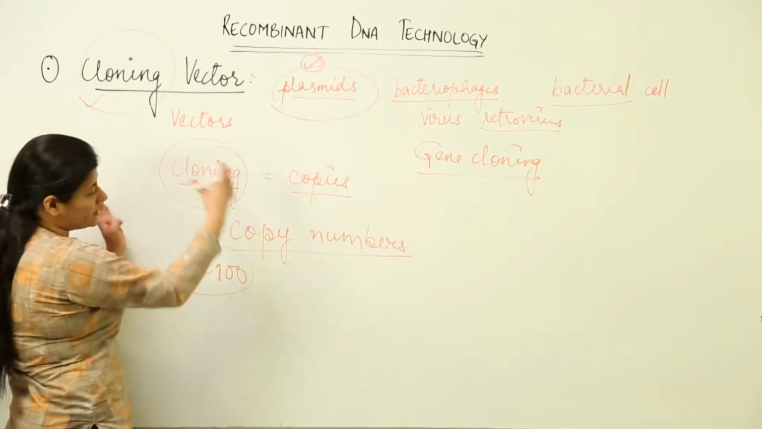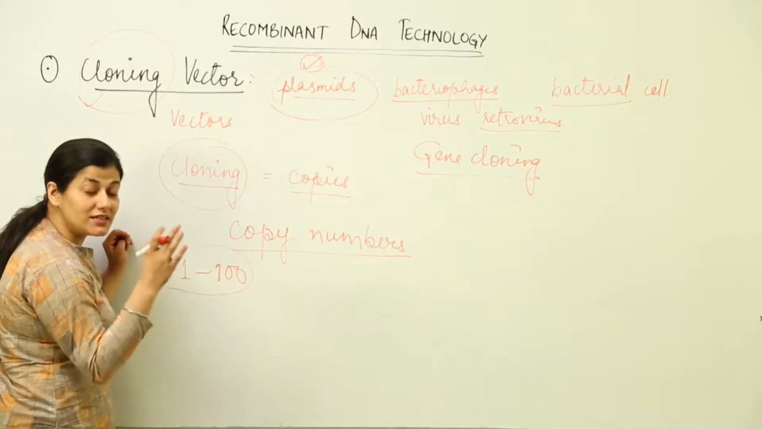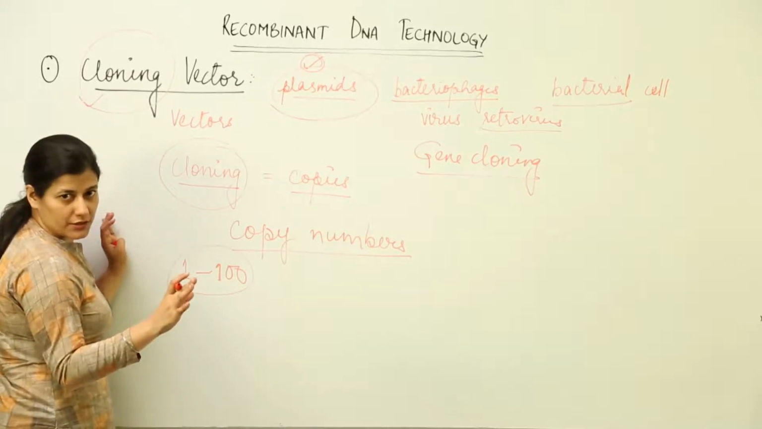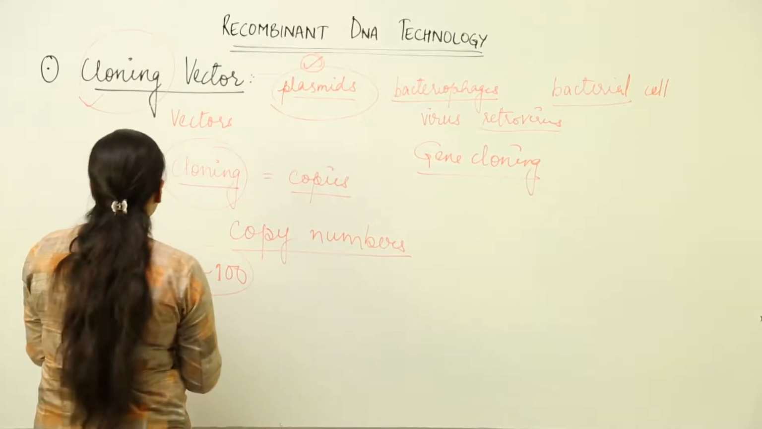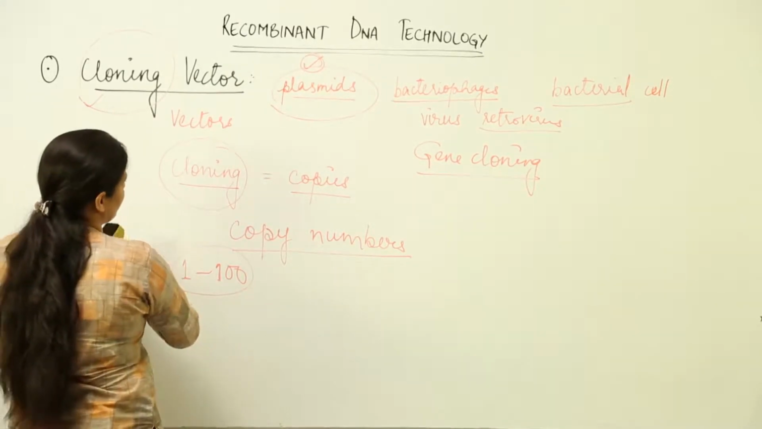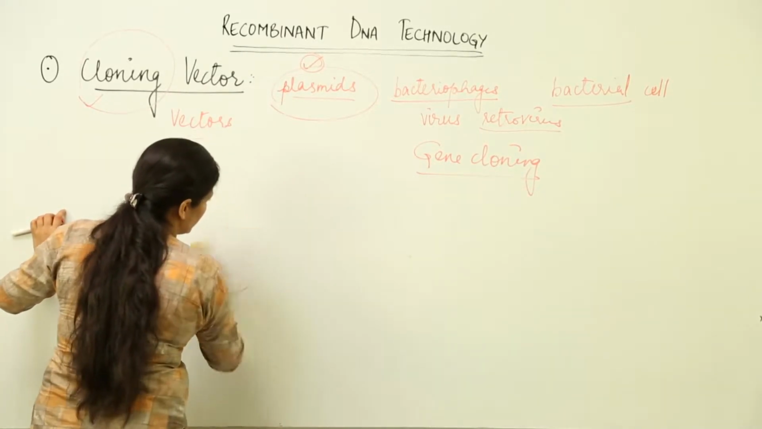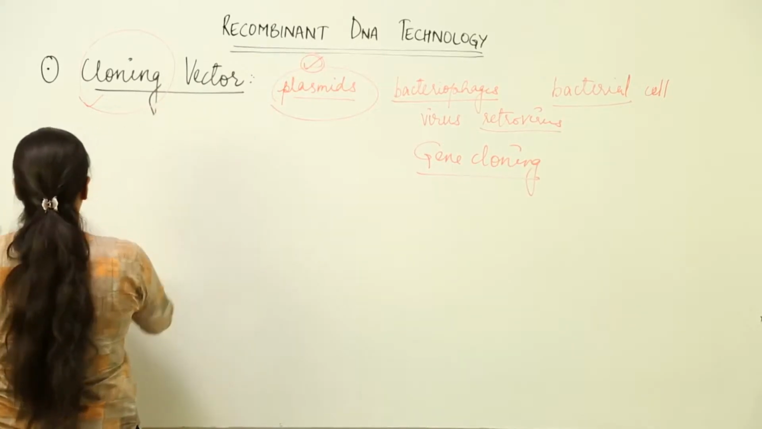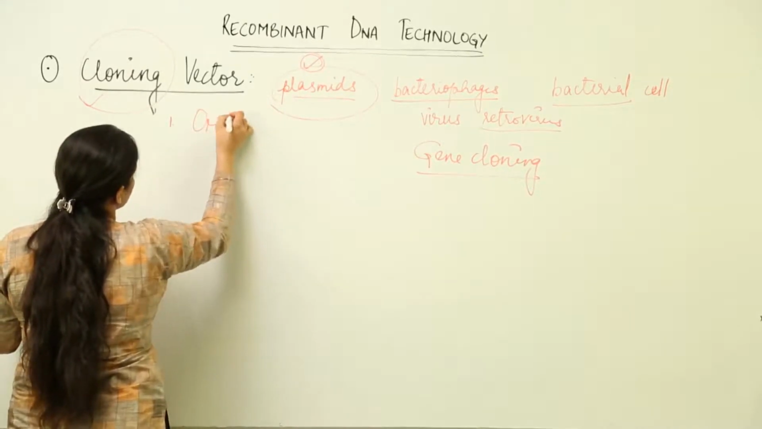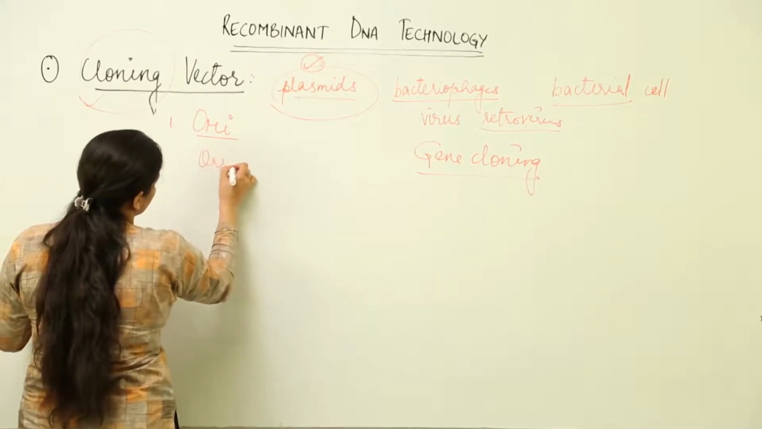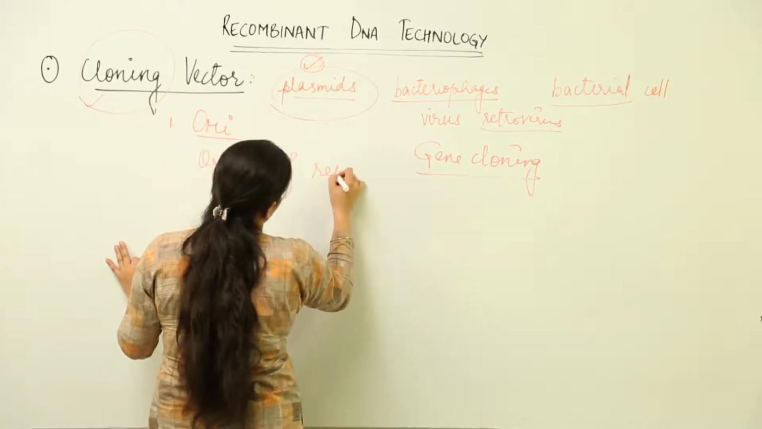Now this vector itself has certain characteristics that it must possess to be a good vector. What makes a plasmid qualify for being a good vector or a cloning vector? We are going to see those points. The first characteristic that a cloning vector must have is ORI. Now what is this ORI? Origin of replication.